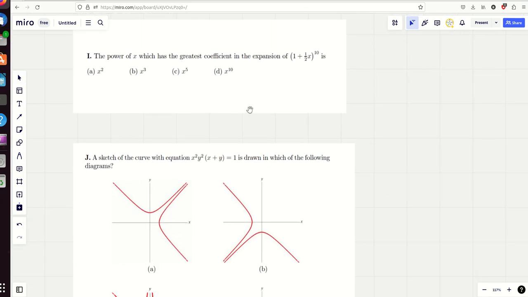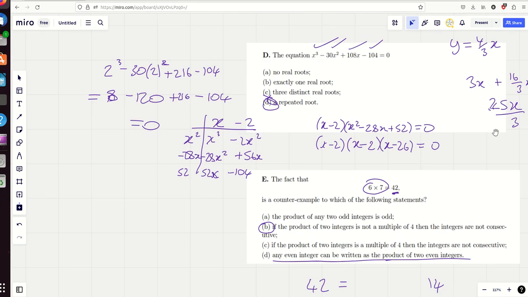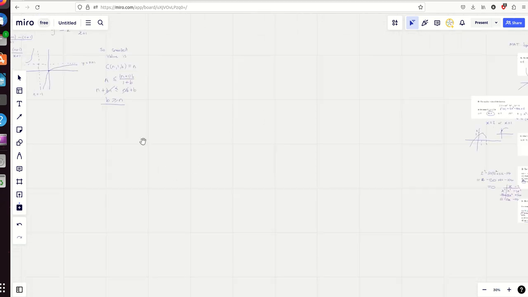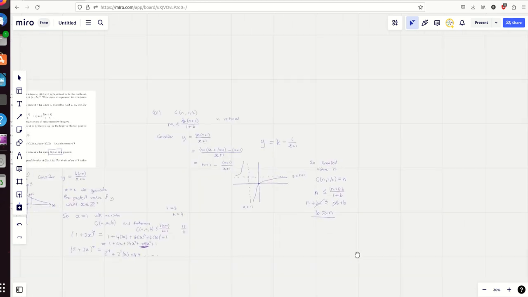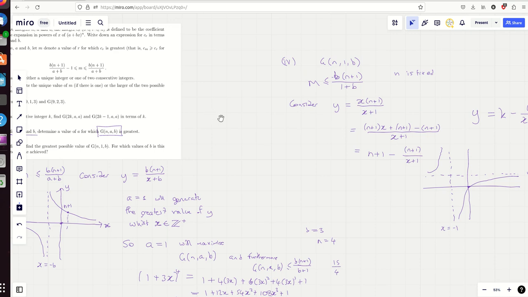Yeah, not that easy. Okay, what's this one? The power of x which has the greatest coefficient in the expansion of 1 plus a half x to the 10 is that. Right. This is ironic, because that was entirely what the step question I did this morning was about: greatest values in binomial expansions. It really was. It was exactly about that.